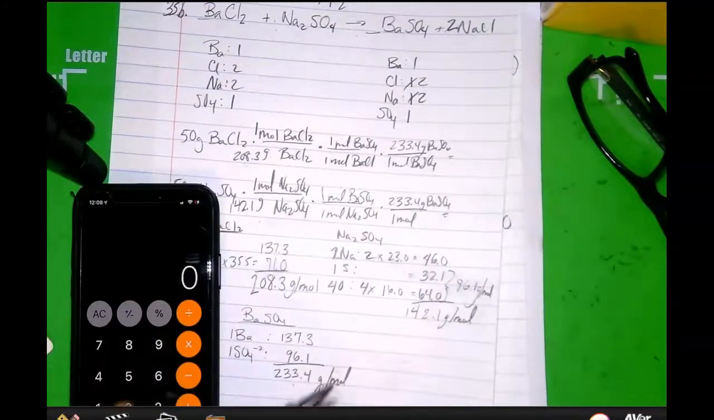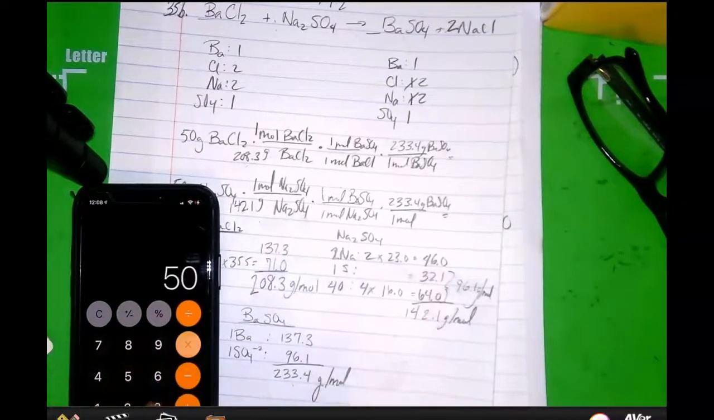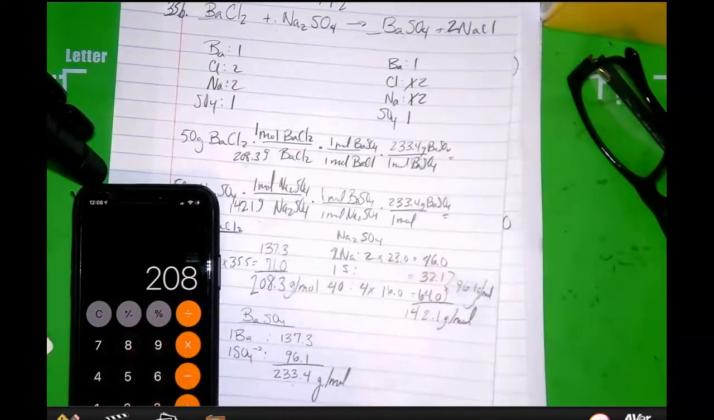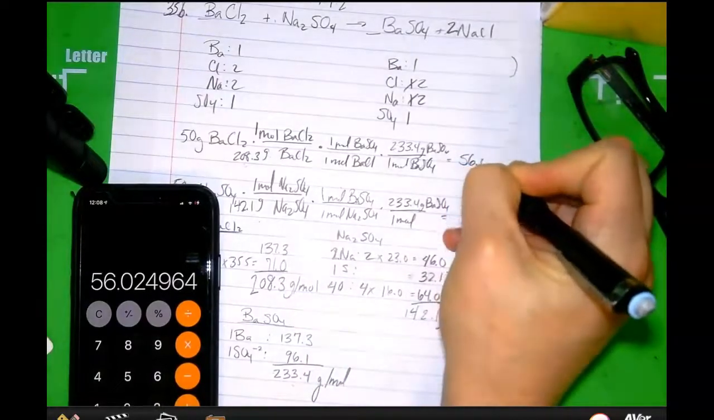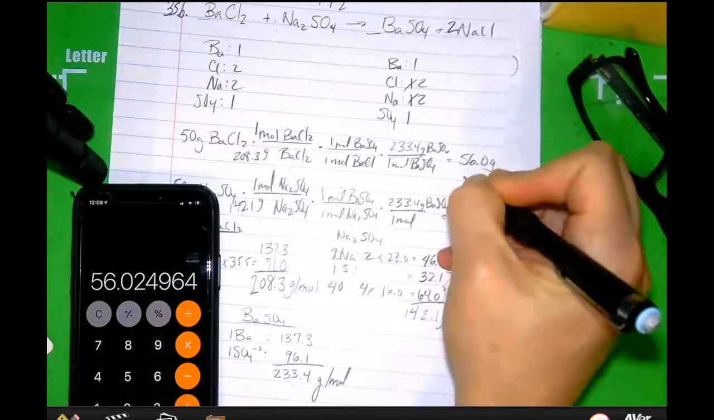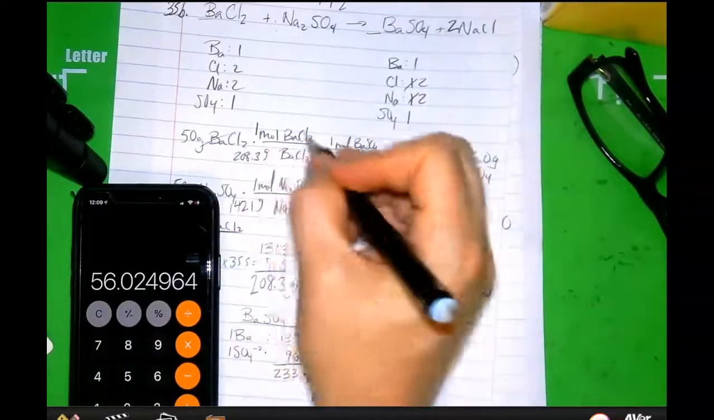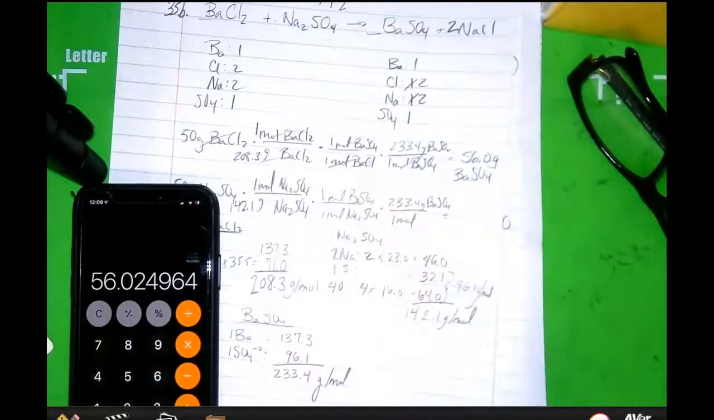All right, let's do the first one. 50 times 233.4 equals, divided by 208.3, and we get 56.0 grams of BaSO4. How do I know that's the unit? Because everything cancels out. I'm left with grams of BaSO4.